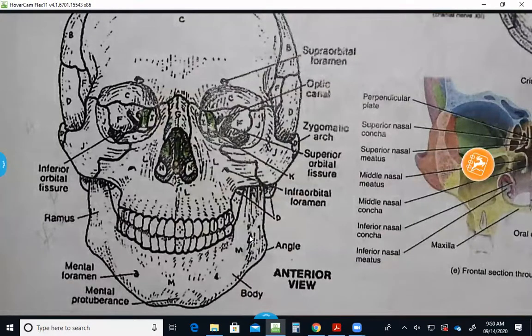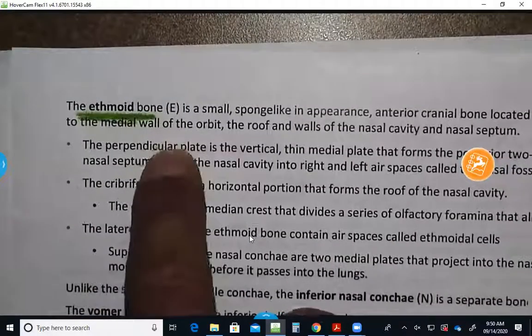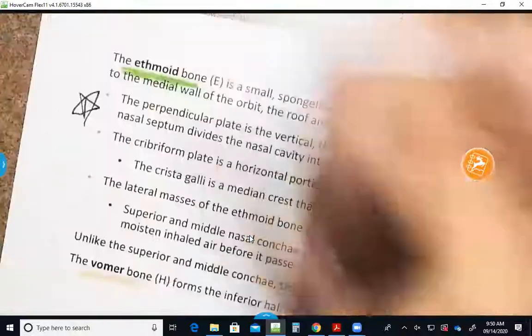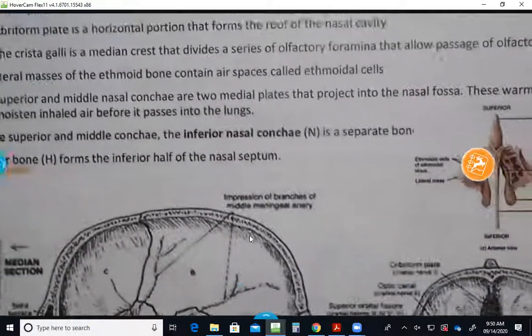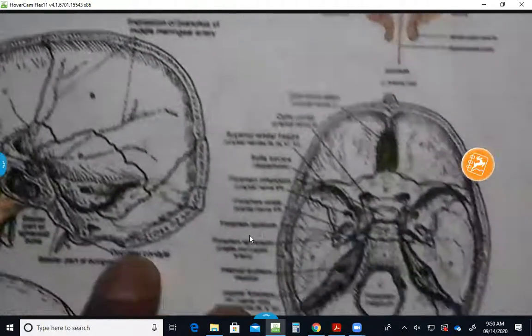Okay, since it's 9:50, what I'm going to do is stop here. We will talk about the structures associated with the ethmoid on Wednesday, and then we'll color the inferior nasal concha along with that at that point.